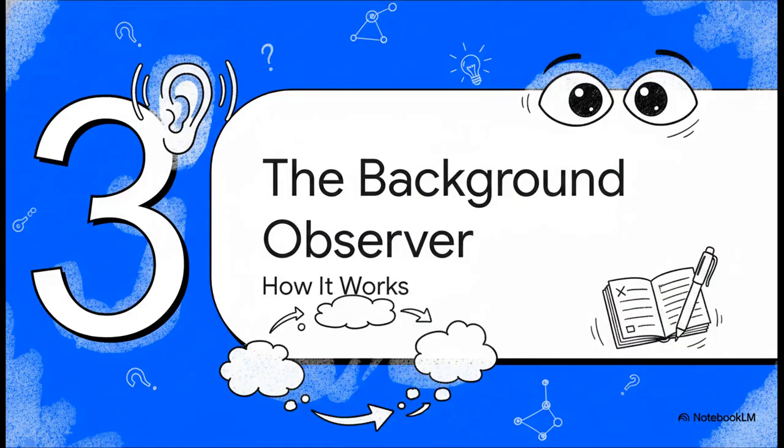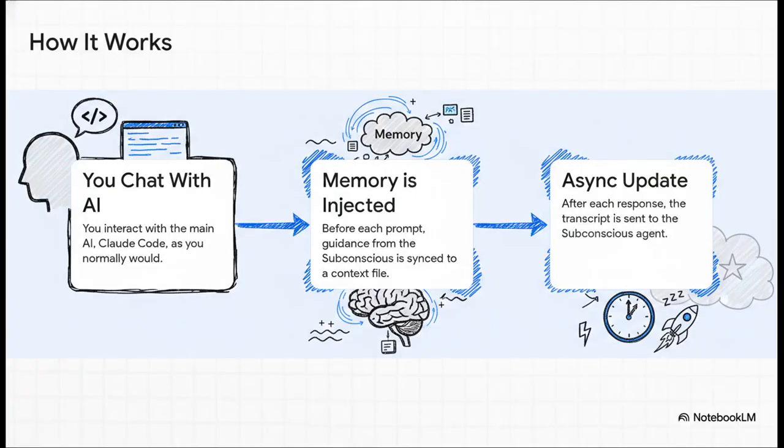So the big question is, how does this actually work? Is it just always listening? And the short answer is, kinda, yeah. But it does it in a really smart way. The best way to think about it is like there's a second AI agent, a quiet observer, just taking notes in the background while you're doing your thing with the main AI. And the whole process is actually pretty slick.